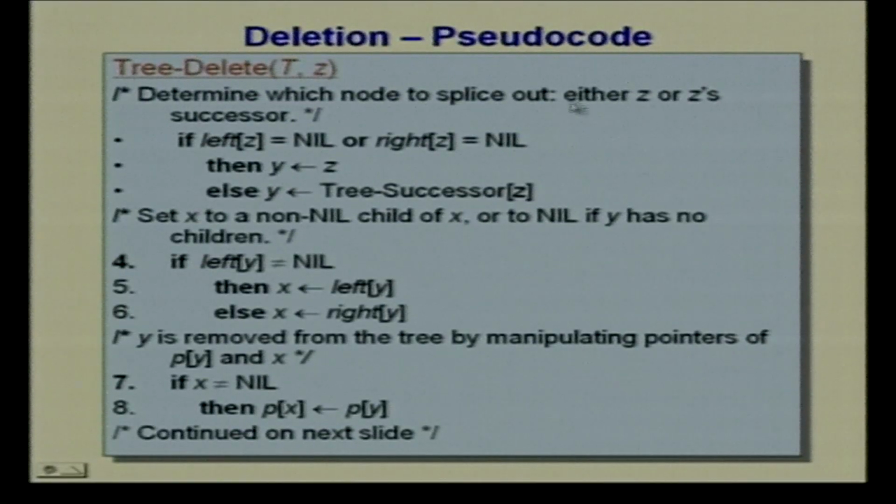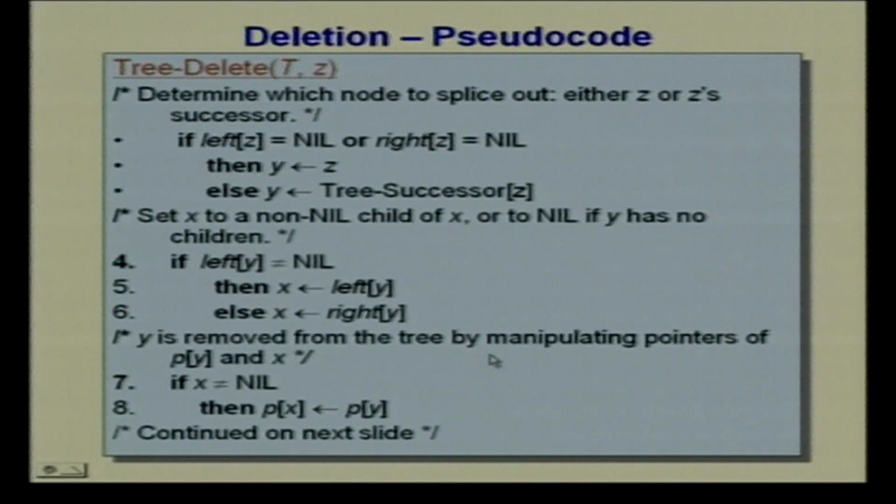Determine which node to splice out, either z or z's successor. If left of z is null or right of z is null, then y is equal to z, else y is equal to tree successor of z. Now, set x to be a non-nil child of y, or to nil if y has no children. If left of y is not equal to null, then x is equal to left of y, else x is equal to right of y. So, that is the algorithm for this. x is the non-nil child of y, that is what you have set it to be.